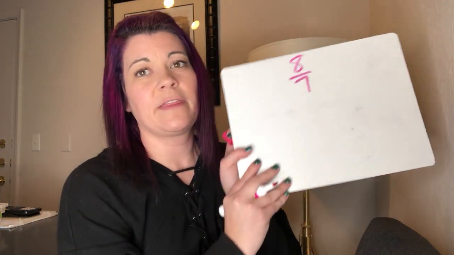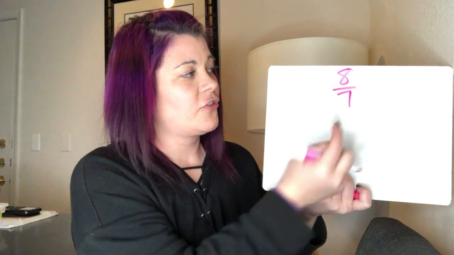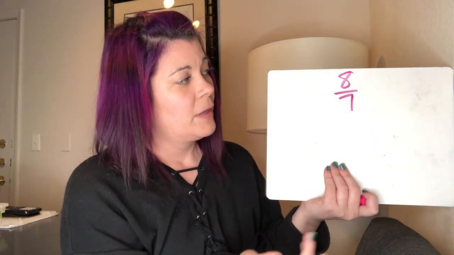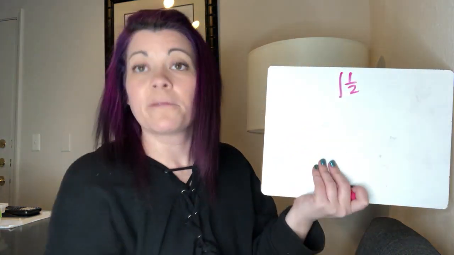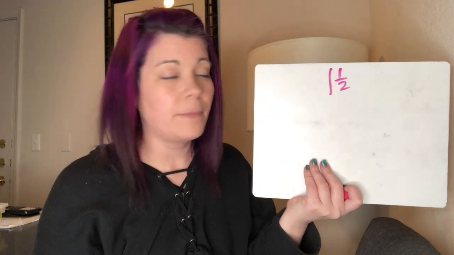Now, what is an improper fraction? An improper fraction is a fraction with the numerator being bigger than the denominator. So 8/7 is an improper fraction. 8, the numerator, is bigger than the denominator of 7. And then a mixed number, 1 1/2. We have a mixed number here, which means that it has a whole number with a fraction. So that's what you call a mixed number.